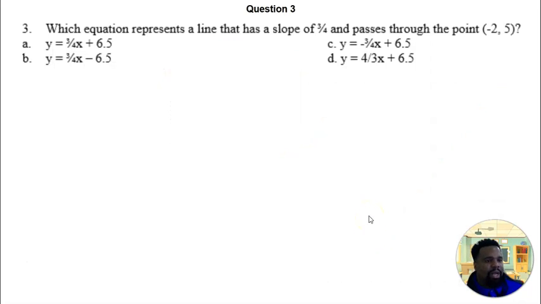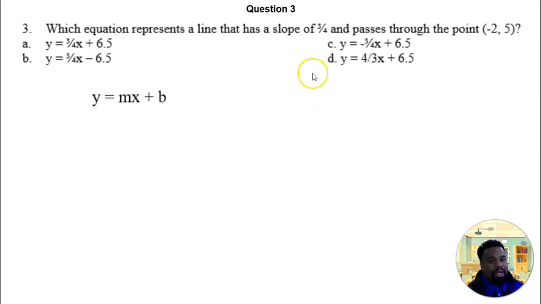All right, let's look at number 3. Which equation represents the line of slope 3/4 that passes through the point (-2, 5)? Notice your answer choices are in slope-intercept form. If it was in point-slope form, you could have rolled with that, but we want to write this in slope-intercept form. Remember, slope-intercept form is y equals mx plus b, where m represents your slope, b represents your y-intercept, x represents the x-coordinate of your ordered pair, and y represents the y-coordinate of your ordered pair.